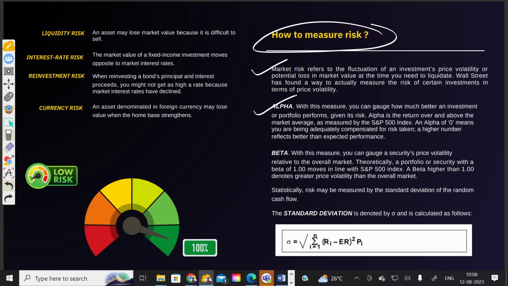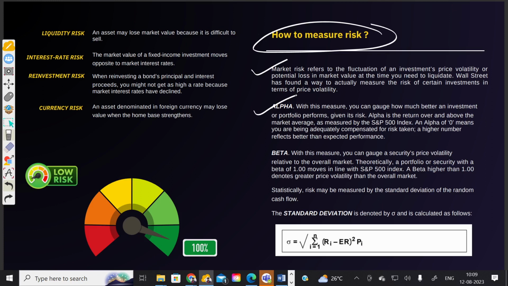Alpha means with this measure, you can give how much better an investment or portfolio performs given its risk. Alpha is the return over and above the market average as measured by the S&P 500 index. S&P means Standard and Poor's 500 companies index, and an alpha of 0 means you are being adequately compensated for the risk taken, and a higher number reflects better than expected performance.